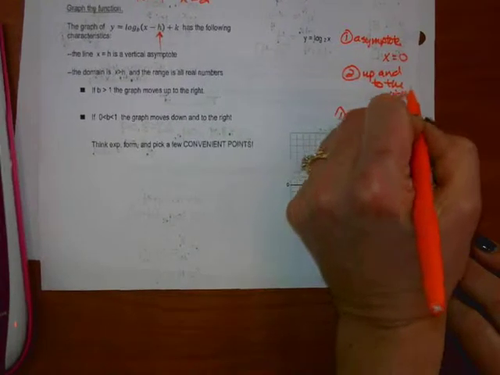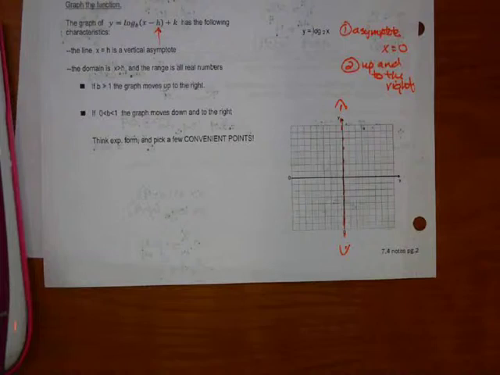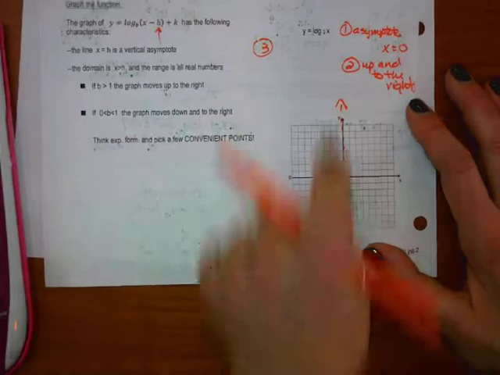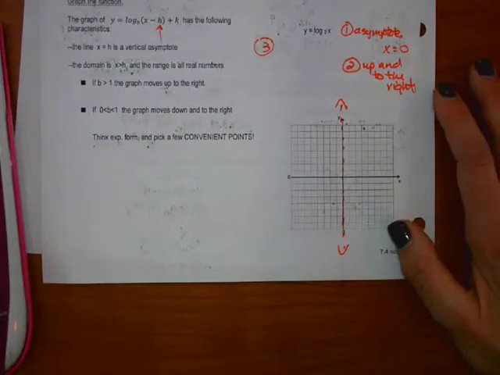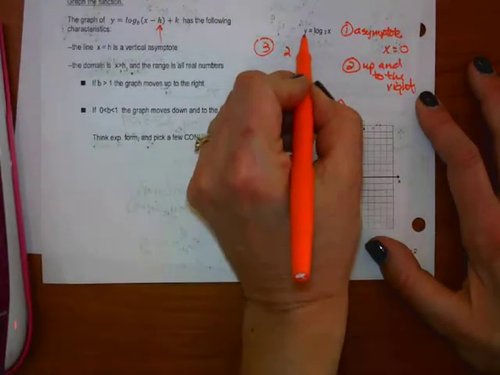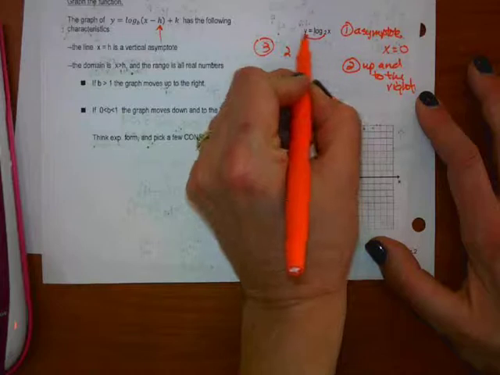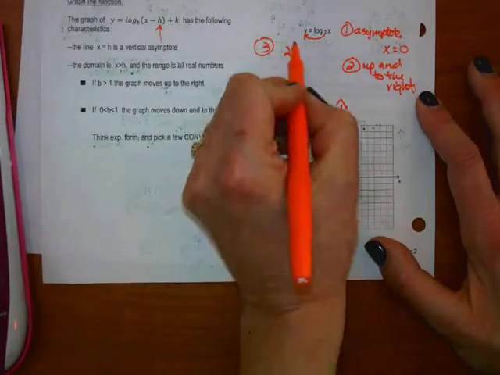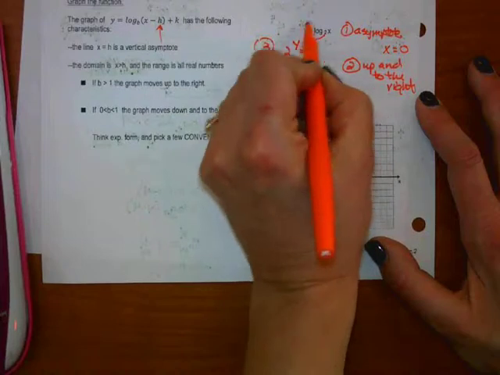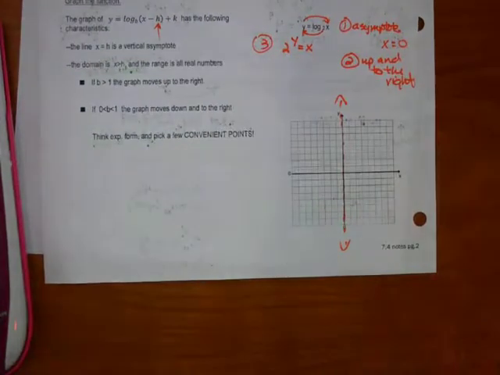So these are just decisions I make before I actually get my points. Okay, the third thing I'm going to do is convert this to exponential form so it's easier to get some points. So what would it be? This is my base. What's my exponent? Y equals x. Okay, I can get some points.